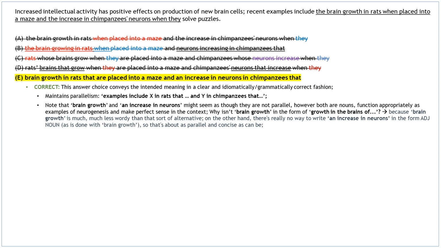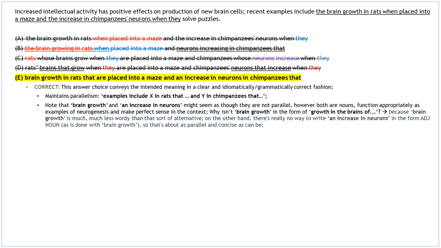This answer choice conveys the intended meaning in a clear and idiomatically correct fashion. Note that brain growth and an increase in neurons might seem as though they are not parallel, however both are nouns, function appropriately as examples of neurogenesis and make perfect sense in the context.